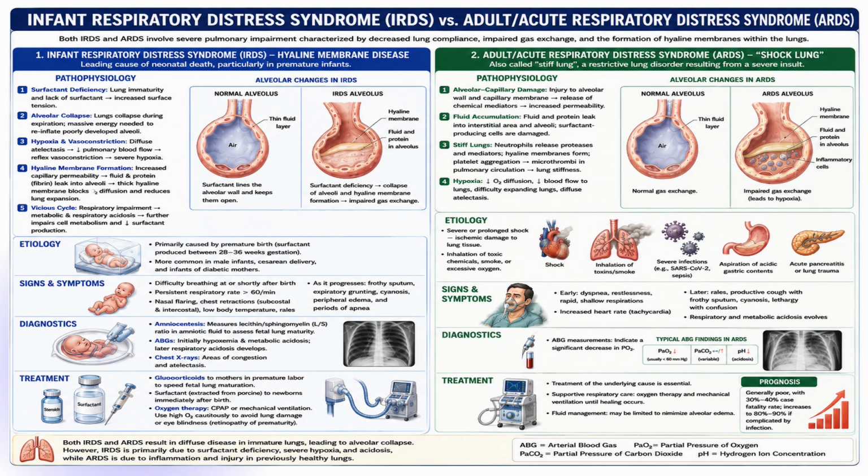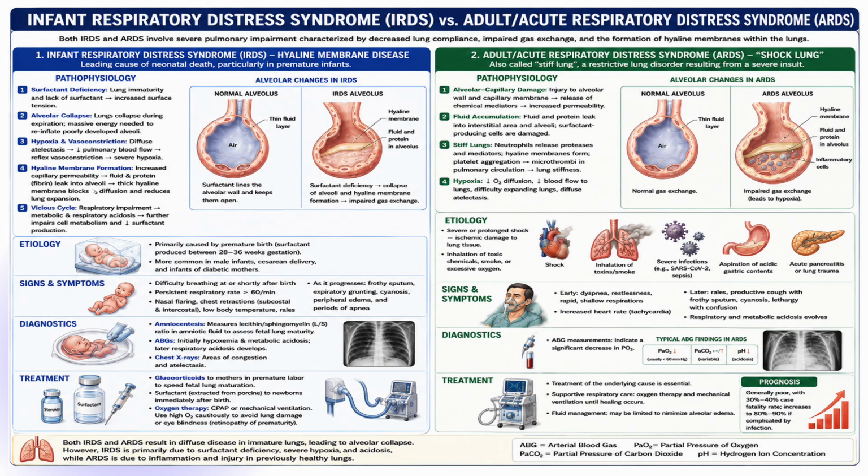IRDS primarily occurs in premature infants because their lungs are not mature enough to produce adequate surfactant. Premature babies do not have surfactant. So without the surfactant, the alveoli collapse during expiration, making breathing extremely difficult and energy consuming. These poor little infants often present with nasal flaring, where you see the flaring of the nose, and chest retractions. It's a really bad thing to see. We never want to see retractions. Also grunting, cyanosis, and respiratory distress shortly after birth. Treatment will focus on supporting them with oxygen, CPAP, and mechanical ventilation, and administering synthetic surfactant.